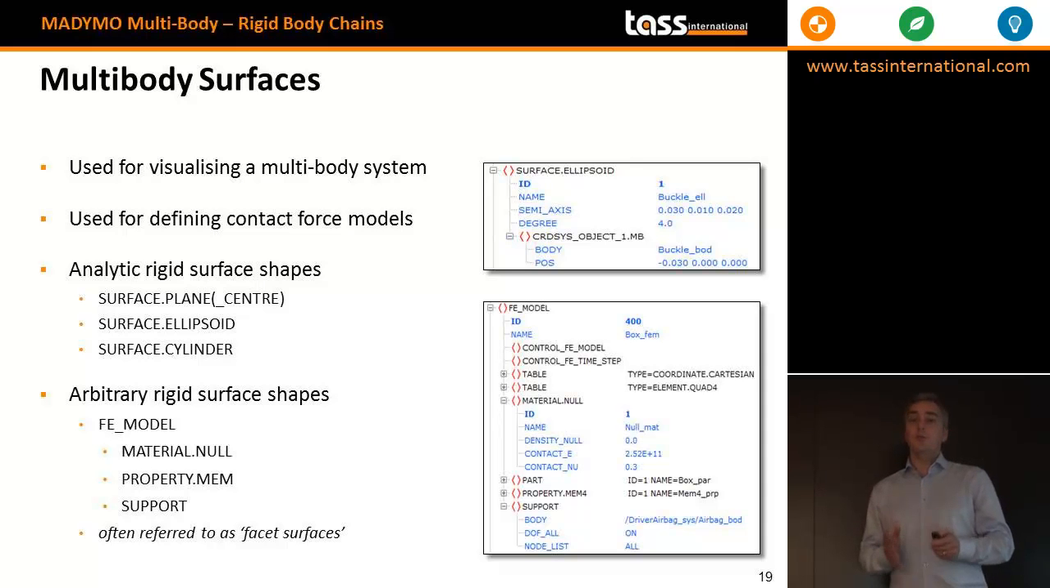The latter, as they are finite element surfaces, you do with FE model. You can leave them without mass. For that you can use material.null. You can give it properties, membrane properties, since it's 2D surfaces generally, and you can use the keyword support to fully support them to bodies. Such surfaces we often refer to as facet surfaces.